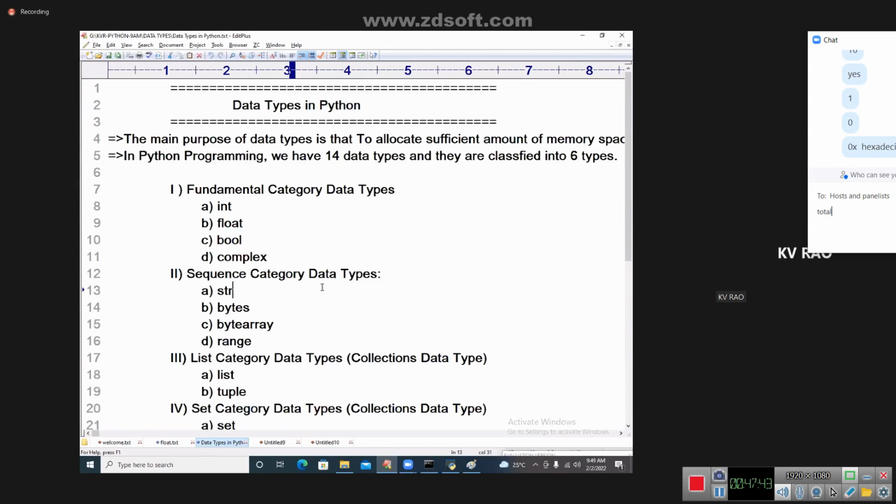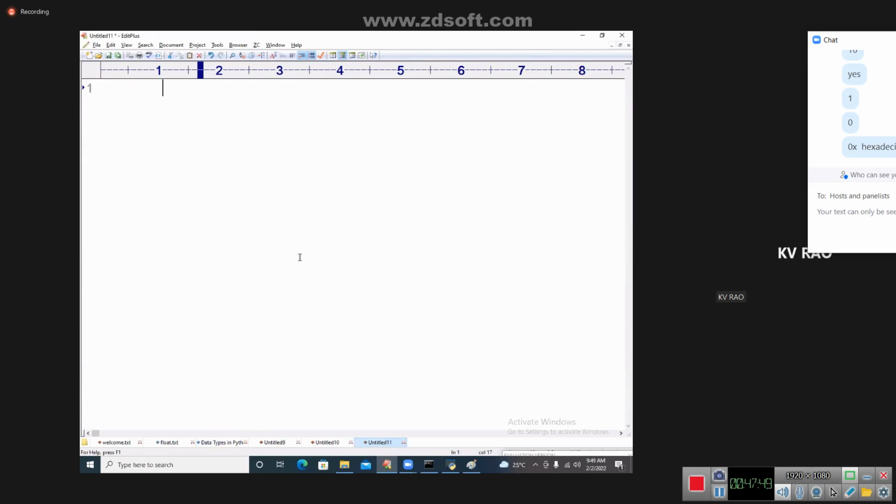Fine. Coming to the next, I will go to the complex data type now. Complex data type I'm going to introduce. It's also very, very important. Let us go to the complex numbers. Complex numbers I'm going to use. My dear students, look at this. Complex data type we are going to discuss.